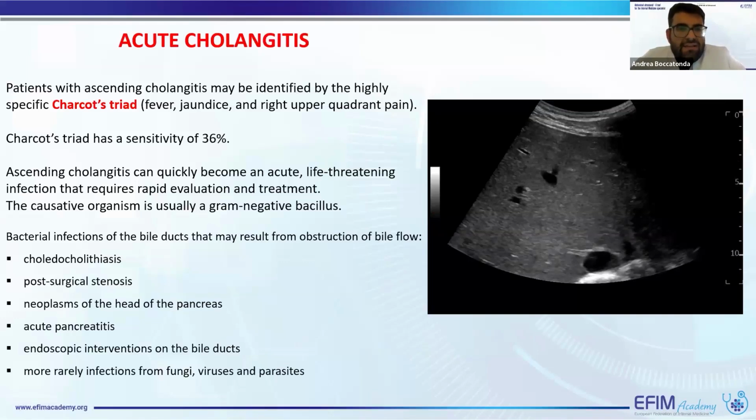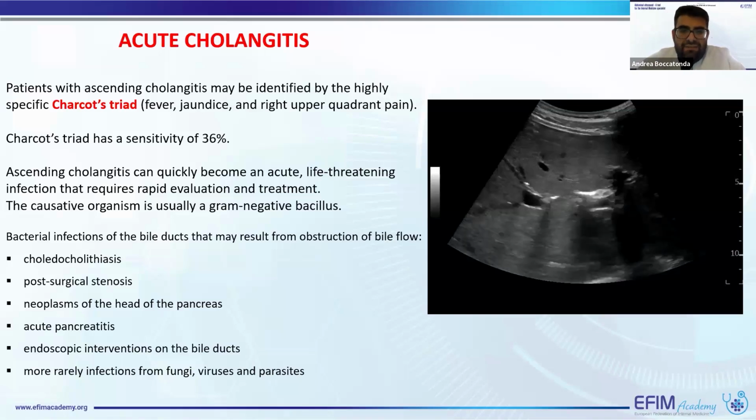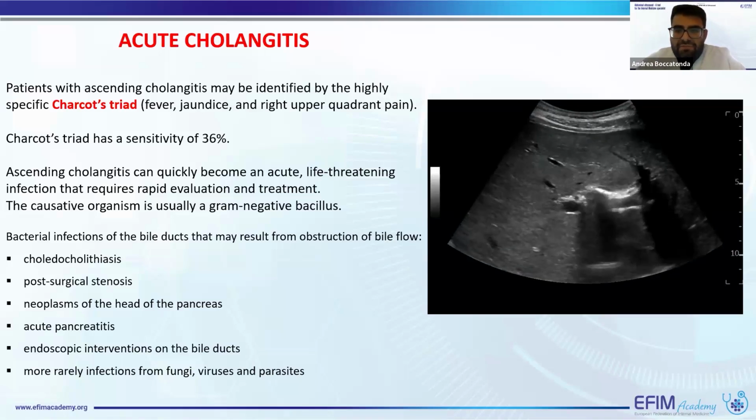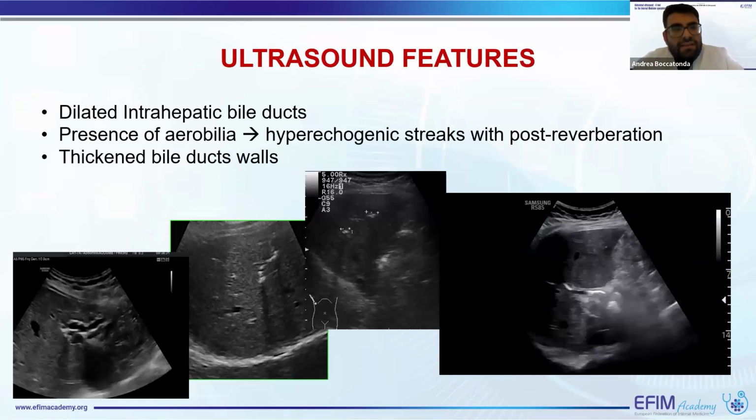Another relevant disease is acute cholangitis, and on physical examination, we refer to the Charcot triad with fever, jaundice, and right upper abdominal pain. And this clinical situation is linked to different bacterial infections induced by choledocholithiasis, post-surgical stenosis, neoplasm, acute pancreatitis. And even in this case, there are specific ultrasound signs that we observe, such as the dilation of intrahepatic bile ducts, the presence of the so-called aerobilia that we observe as hyperechogenic streaks with reverberation inside the bile ducts in the liver, and the thickening of the walls of the bile ducts.